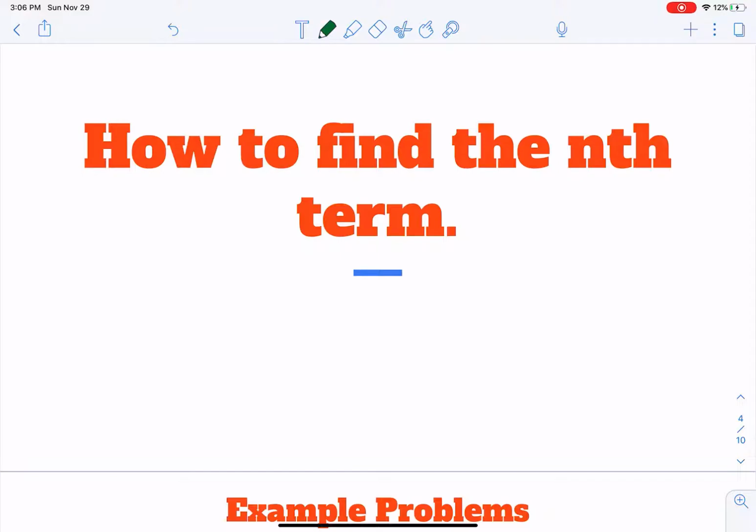So if I have an arithmetic sequence that's -2, 4, 10, and so on, I would say that this is my first term, my second term, my third term. If I wanted to talk about the 55th term or the 105th term, if I'm looking for the nth term, that's just any value. How can I find any value in the sequence? So that's what I mean when I ask how we can find the nth term.